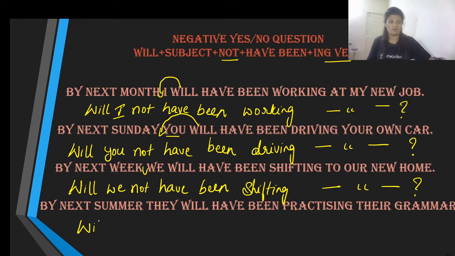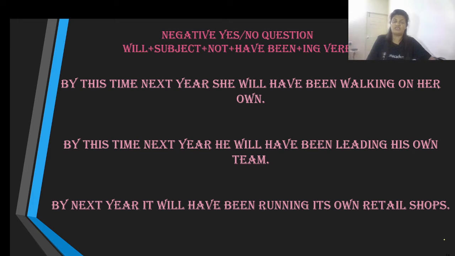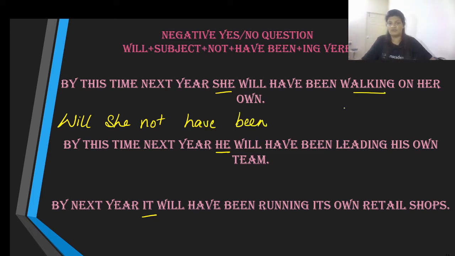The same goes with will as well. Will they not? Soon after the subject, you bring in the negative word, and then have been, and then the ing verb. Practicing their grammar by next summer. The same is the case with he, she, and it as well. They do not take the plus s verb. We will begin with will, and the subject over here is she, and then we bring in the negative word and we bring have been, and the ing verb over here is walking. Therefore, walking on her own by next year?